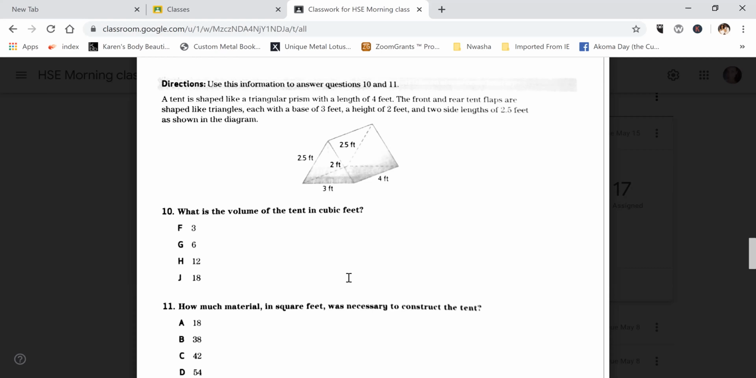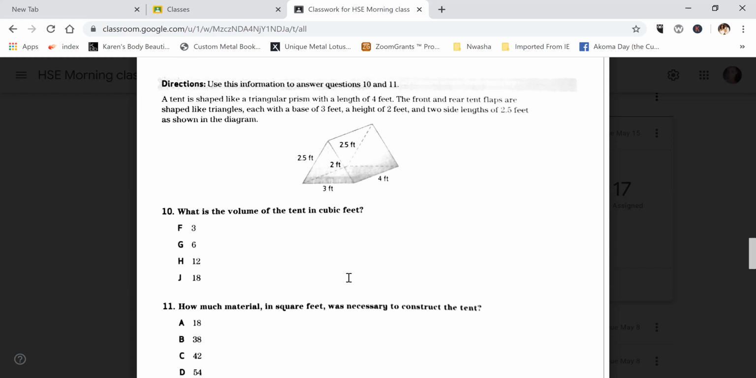And what are your ideas? What do you think you should do first? Oh, find the area. Right, find the area of the triangle. Great. So the easy formula for volume is base times height, especially with the basic shapes. Like if it is a rectangle, it's going to be length times width times height. If it's the cylinder, it's going to be pi r squared times height.